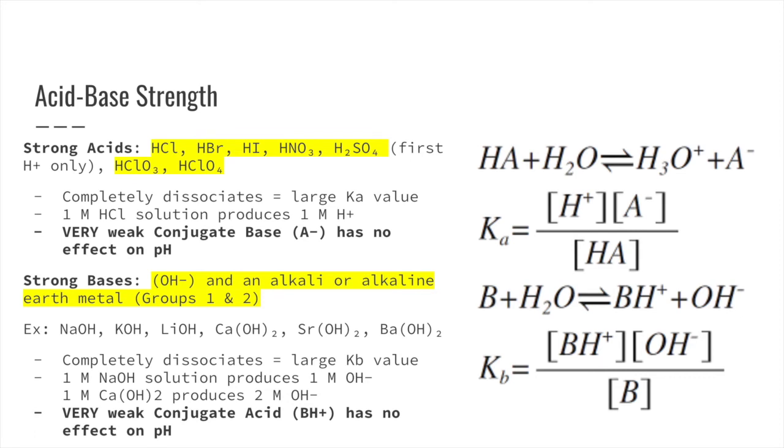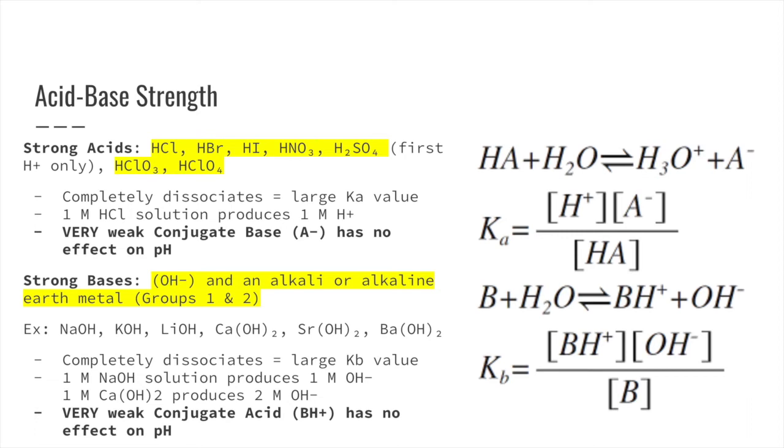However, acid-base strength does matter when we're talking about which type of titration we're doing and how it affects the shape of the titration curve. You should memorize these strong acids. Looking at the acid titration, strong acids completely dissociate, so they have a large Ka value, much greater than 1. This means that 1 molar of HCl solution produces 1 molar H plus solution.